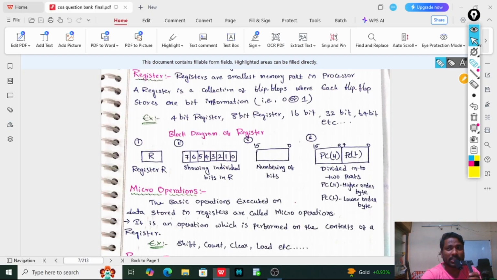So coming to our topic, first we will discuss what is the register, then we will discuss about the register transfer language. So what is register? Registers are the smallest memory part in a processor.